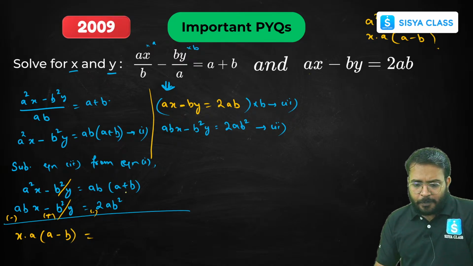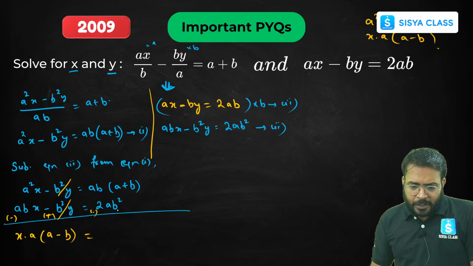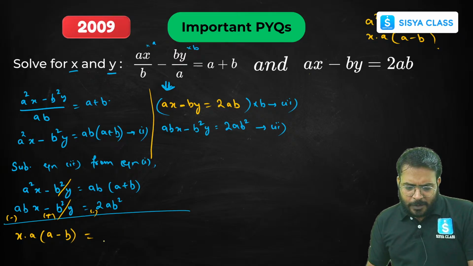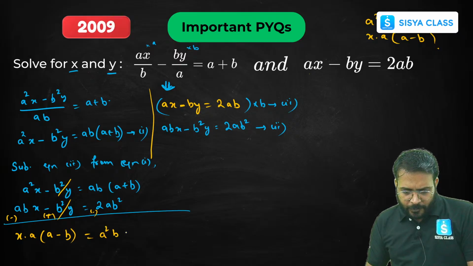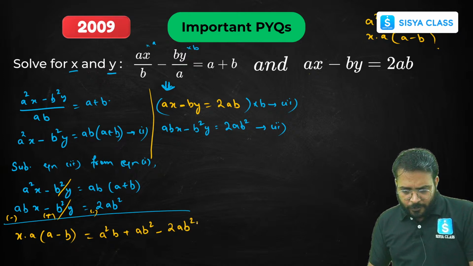Here ab and a plus b. Sir, here can we take something common? Acha, can you multiply this? What you will get, beta, is a square b plus a b square minus 2 ab square. Yes or no?